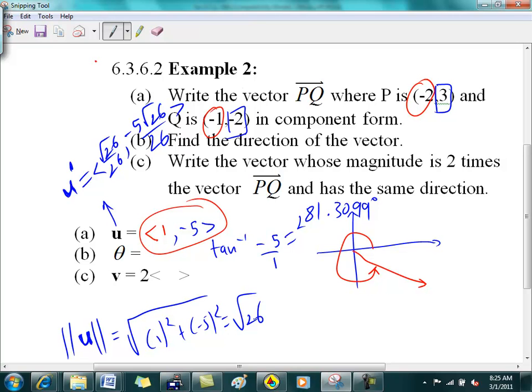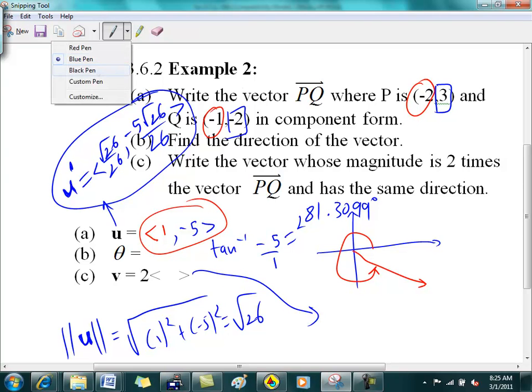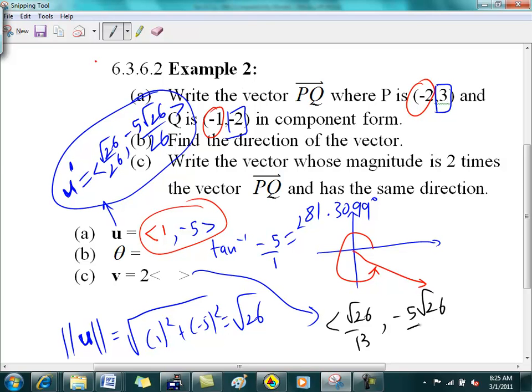Okay, right there. So here's my unit vector, and I want a vector in the same direction as that, but twice its length. So what should I do? I heard someone say, multiply by 2, and so you will get this one here. It's going to be root 26 over 13, comma, negative 5 root 26 over 13.